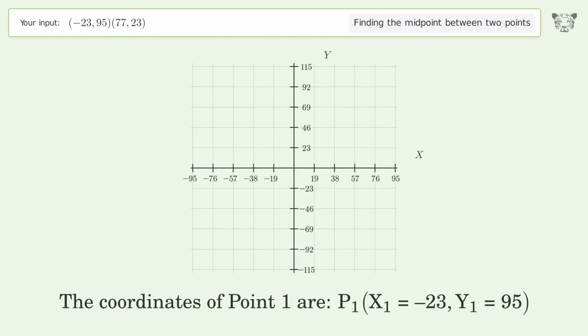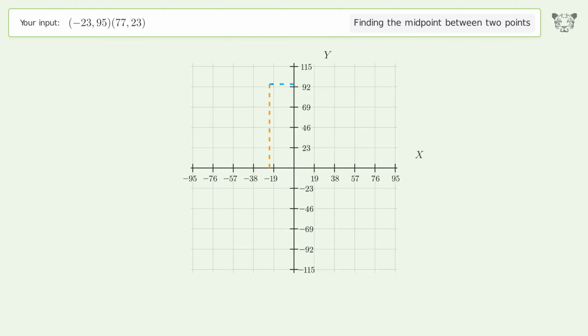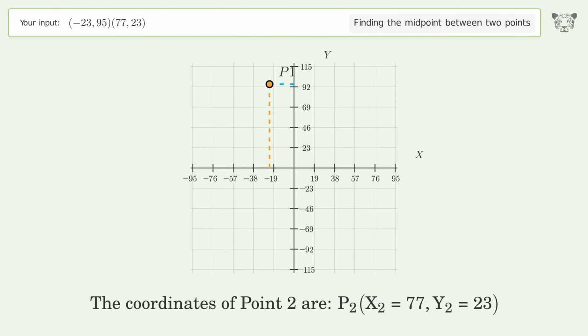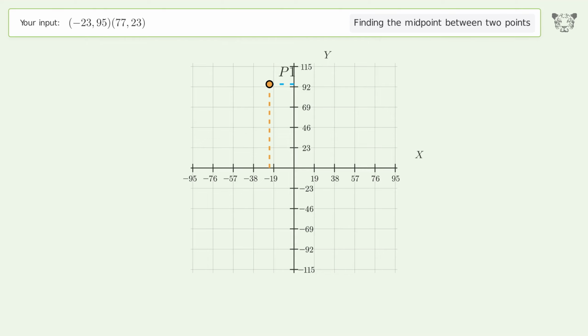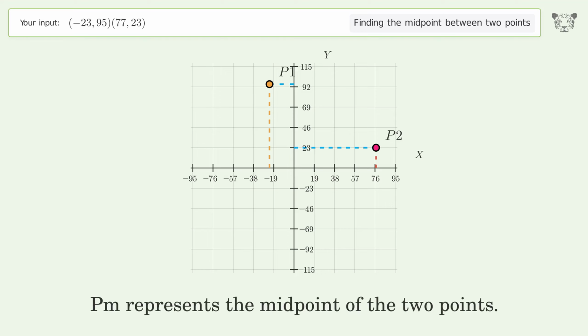The coordinates of point 1 are, x1 equals -23, y1 equals 95. The coordinates of point 2 are, x2 equals 77, y2 equals 23. PM represents the midpoint of the 2 points.